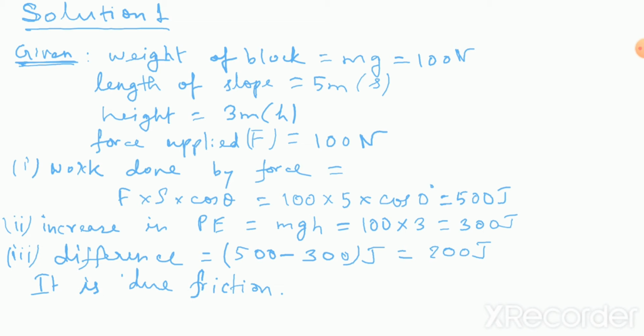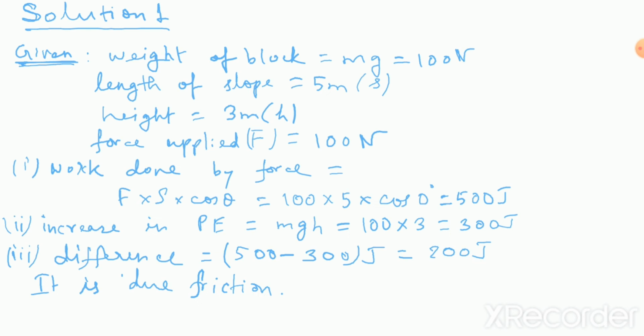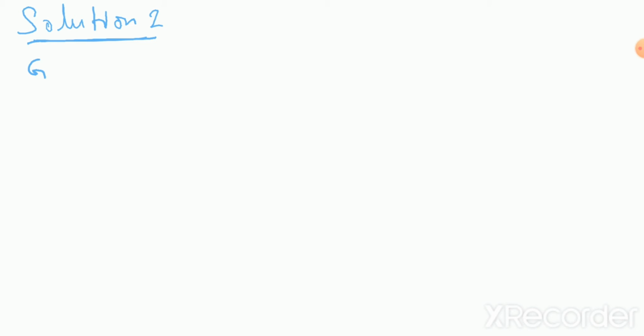Now let us quickly move on to problem number 2. Let me check what problem number 2 is all about. It is said that a body of mass 60 kg has a momentum of 3000 kg meter per second. So the given information is mass and momentum. From that you have to calculate the kinetic energy and the velocity.